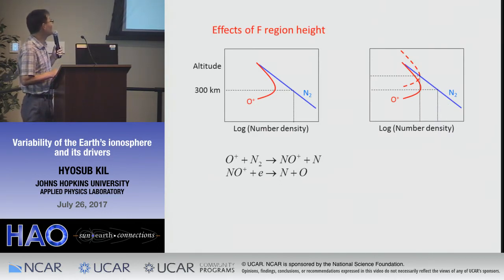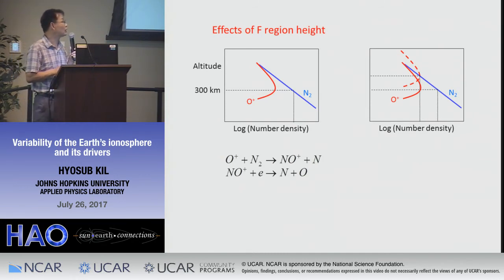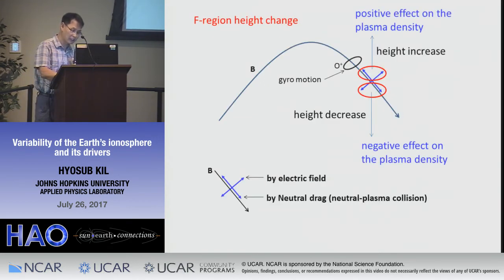Let's think about the situation. Let's assume that this is the O+ density. This is the N2 density. Let's assume somehow the ionosphere is lifted to a higher altitude like this one. Then at this altitude, neutral density is very much reduced. It means that this process occurs less, and therefore the effect is plasma density enhancement compared to this process. If the ionosphere is lowered, then there is more neutral gas density, and this process occurs more frequently, so it causes the plasma density to decrease. So higher altitude has a positive effect on plasma density, and lower altitude has a negative effect. So height is very important in the ionosphere.